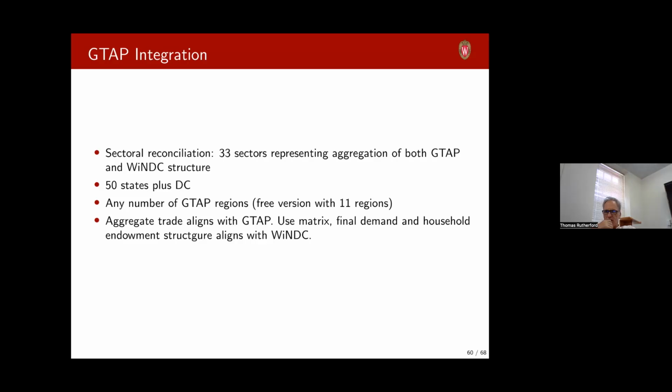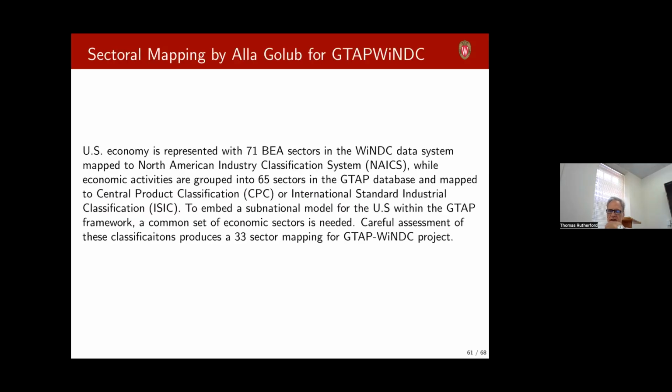In the current version, in principle, if you have a GTAP license, you can run this with your GTAP code, and that will give you any number of regions. We have a version for GTAP 10. One of the things we'll release is the code for working with GTAP 10 data. It basically goes from the FlexAg specification down. So the trade is aligned with GTAP, while the use matrix, final demand, household, and endowment structure align with WiNDC. So we're trying to have some reconciliation.